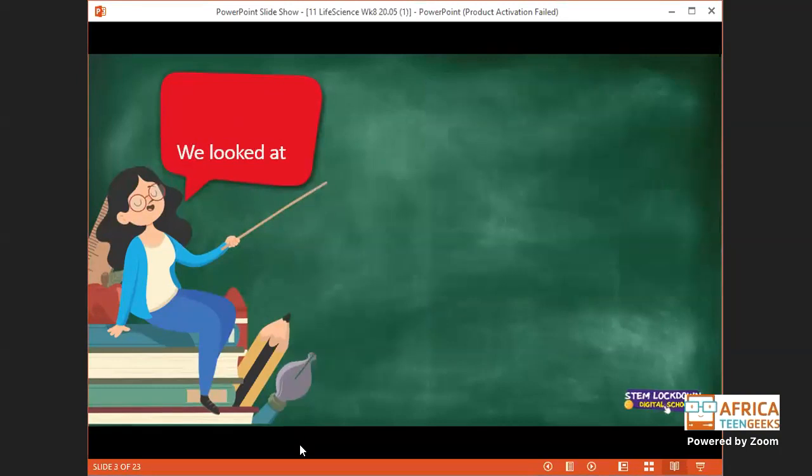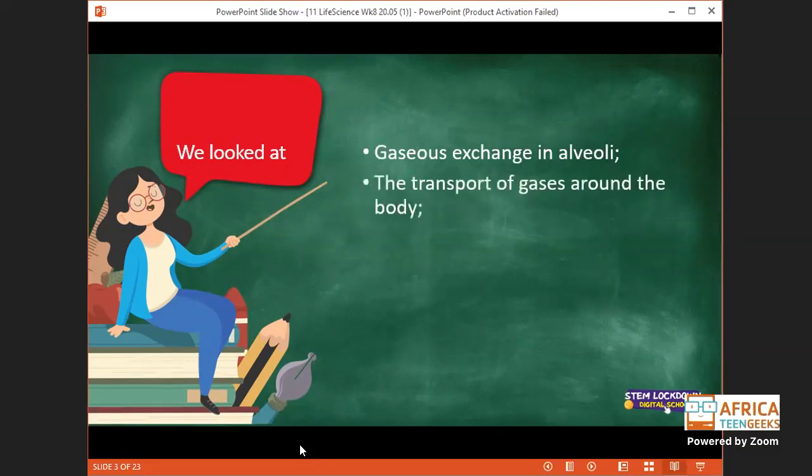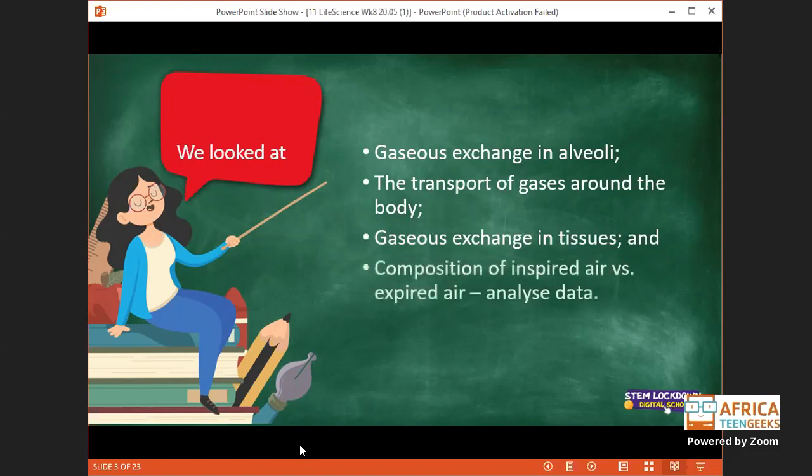Okay, so yesterday we looked at gaseous exchange in the alveoli, and that is where we stopped. So today we're going to continue from transport of gases around the body, and then we're also going to look at gaseous exchange in the tissues, as well as composition of inspired air versus expired air. So basically just compare the true compositions of each, all right?